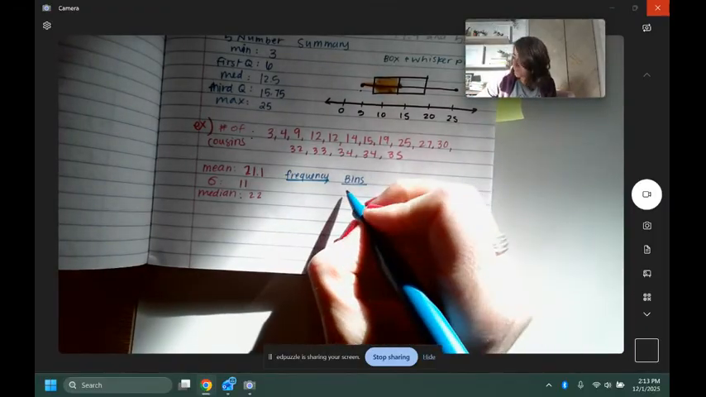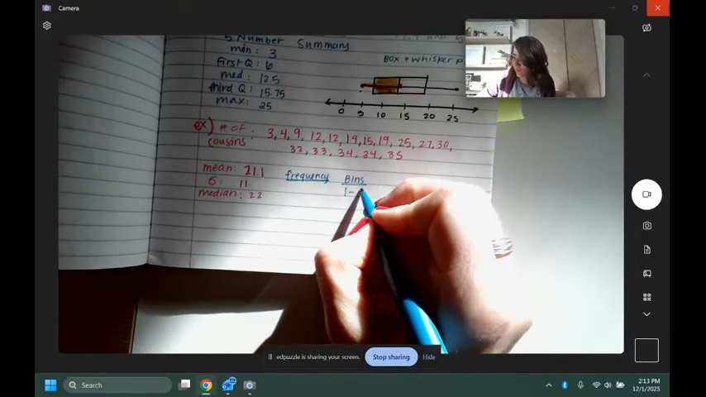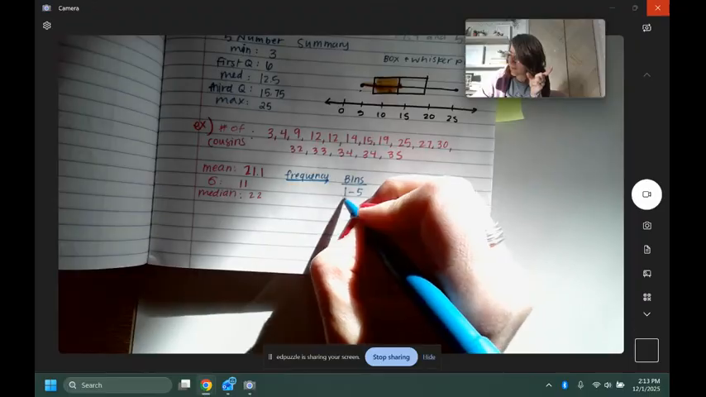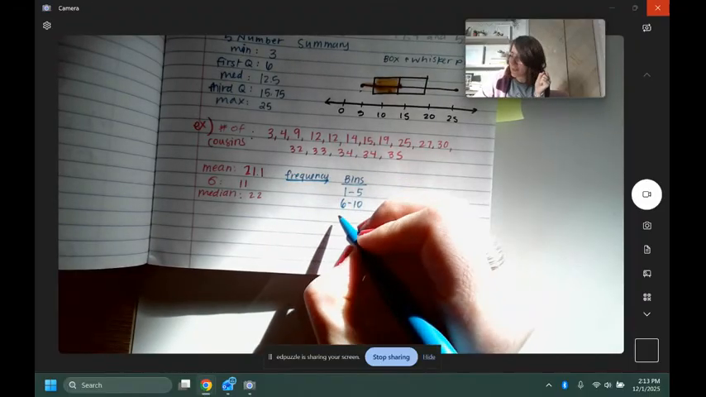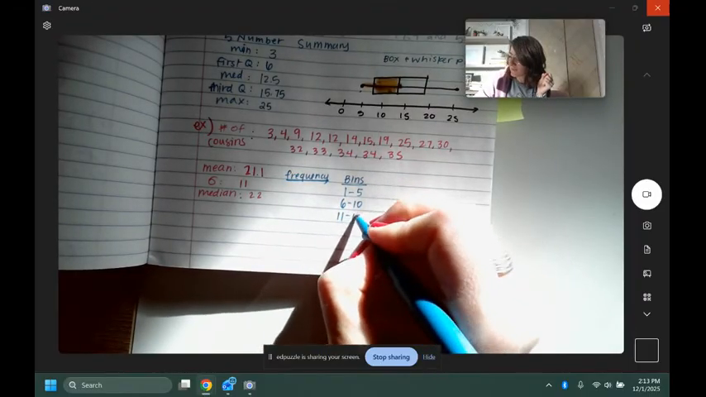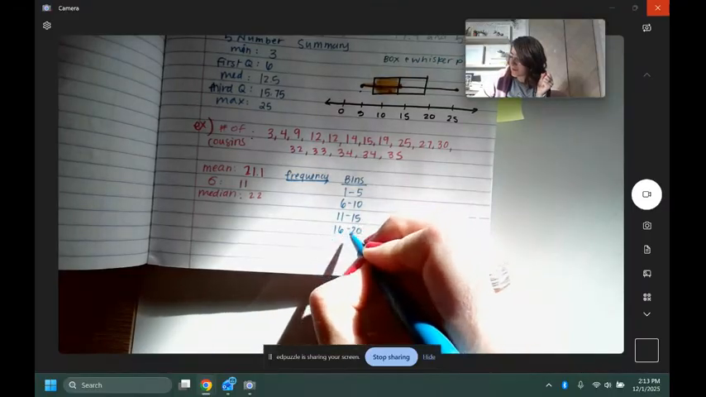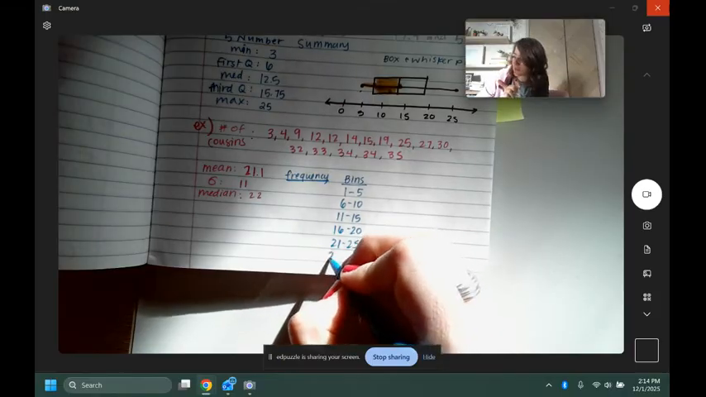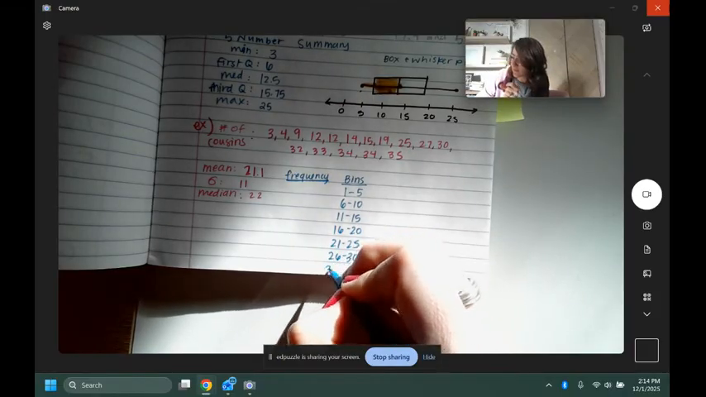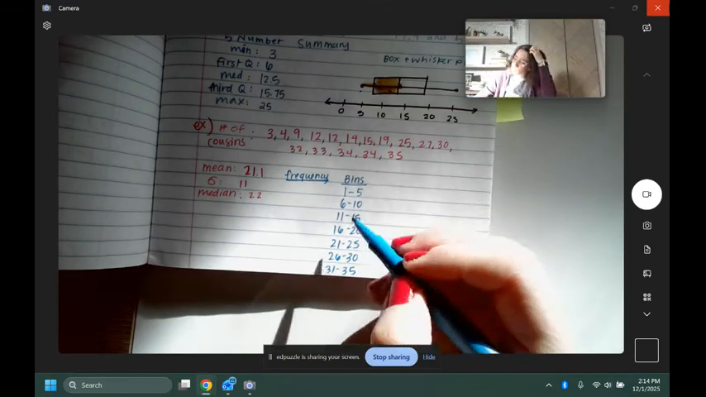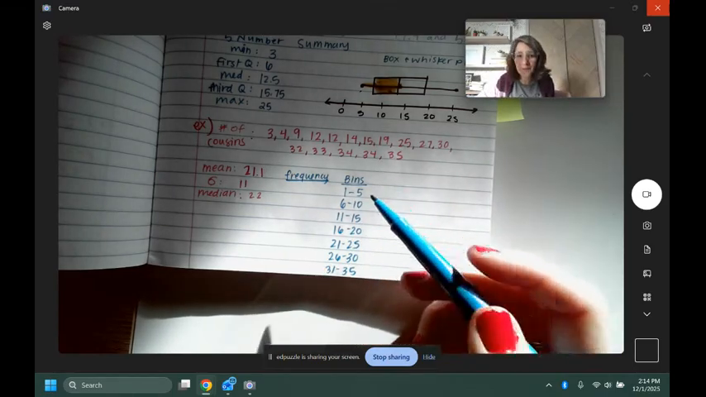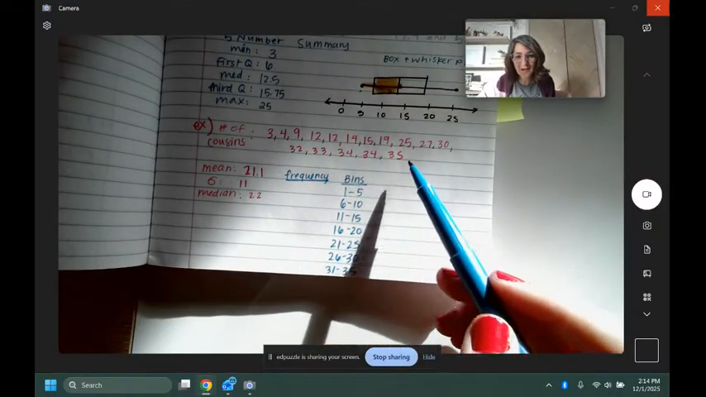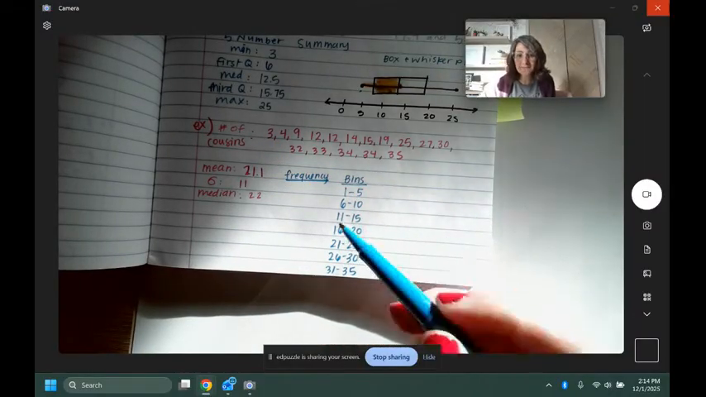So let's say between 1 and 5 could be 1 bin. Then the next one will be between 6 and 10, between 11 and 15, between 16 and 20, 21 and 25, between 26 and 30, and then 31 and 35. So I just split these into bins with 4 numbers in it. That does include my lowest and my highest data.